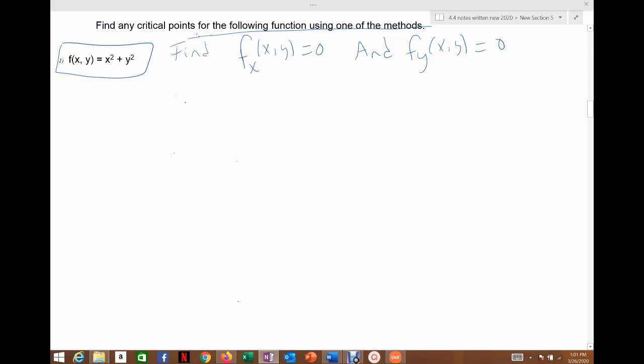So first step, find the first order derivative with respect to x. Well, this is a simple function. There's only one x term. So the derivative of x squared is just 2x. The y squared zeroes out. Alright, same thing's going to happen with the other derivative. The derivative with respect to y, well, the x squared zeroes out. And so the derivative of the y part is 2y.